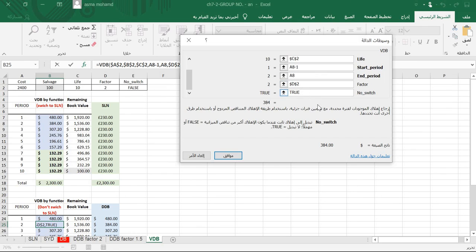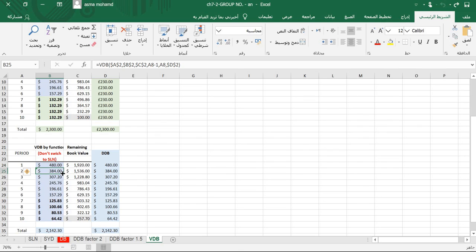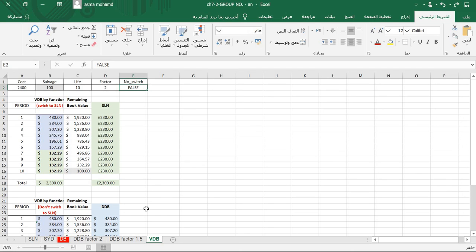The default for no switch is to switch to the straight line method. So the default is false.